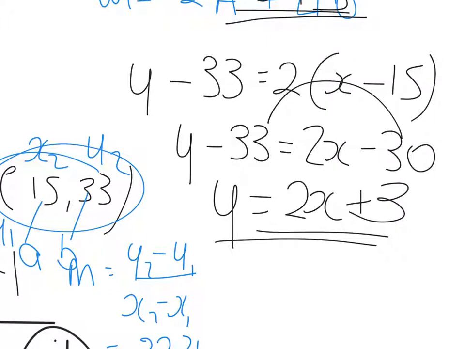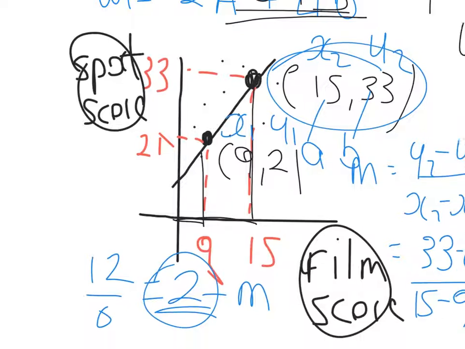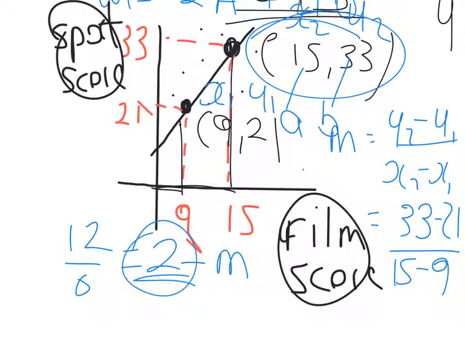Let me just check that the axes are recognised as y and x. And in the question, yep, the film score axis was called the x-axis and the sports score axis was called the y-axis.